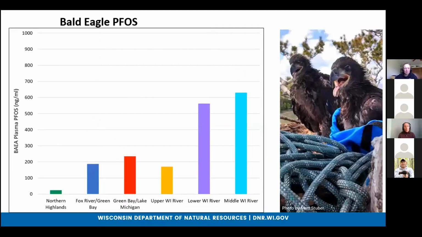So what did we find? Well, expectedly very low levels in the Northern Highlands, which is an unindustrialized area in northern Wisconsin. Fairly similar levels in Green Bay and Lake Michigan, but rather high levels from the central part of the Wisconsin River all the way down to where the Wisconsin River flows into the Mississippi River. So much higher levels in those populations.